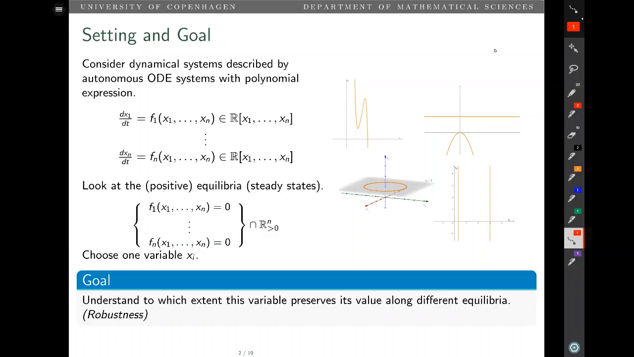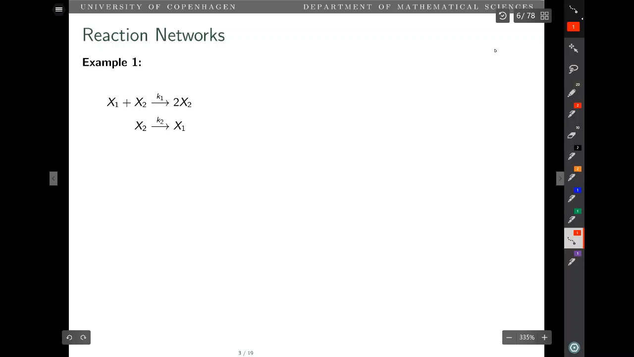So this is what I will be doing. I will be considering a dynamical system, looking at the positive equilibria, and then thinking whether they are contained in some specific hypersurface of Rn. And now the reactions come. So let me give you an example to try to show you how we build such a dynamical system from a network. So our reaction network is a set of reactions.